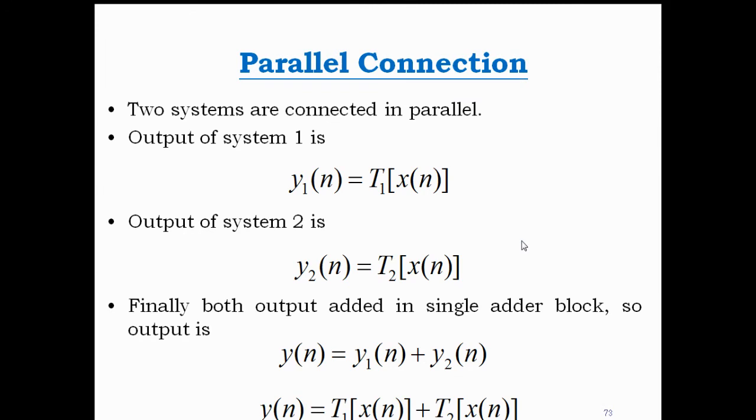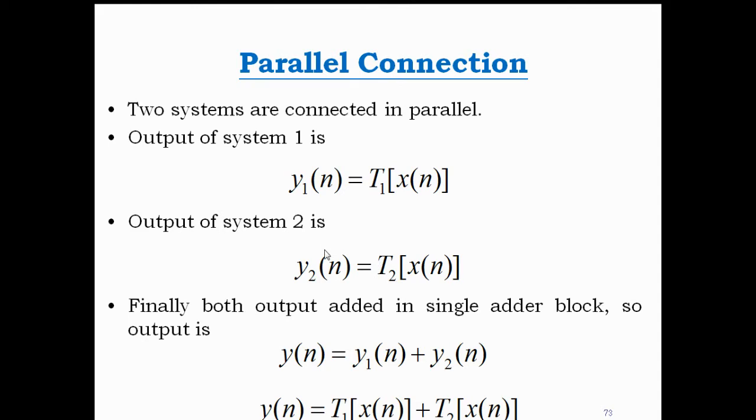So now let us understand the parallel connection by using some mathematical equations. Quite simple: the output of system 1 is T1 into x of n, because x of n is given as an input to T1. So ultimately the output can be defined as y1 of n, and the output of the second system, y2 of n, equals T2 into x of n, because x of n, the original signal, is given to the second system as well.